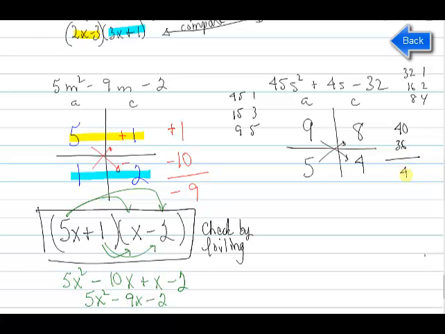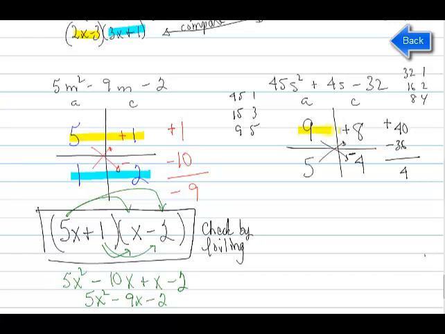So cross multiply, 5 times 8 is 40, 9 times 4 is 36. Can that give me a positive 4? Yes, it can, as long as my 40 is plus and my 36 is negative. And so to remember, to get the 40, I went 5 times 8, so that makes this 8 positive. And to get the 36, I went 9 times 4, so I'm going to make this 4 negative.